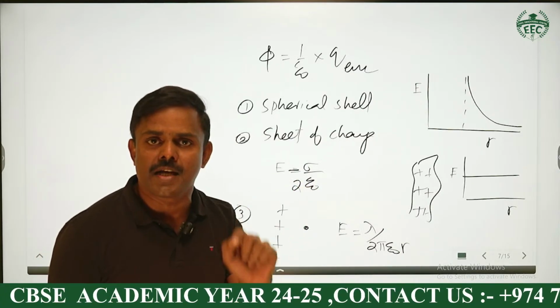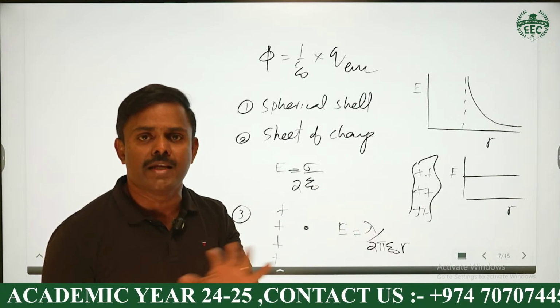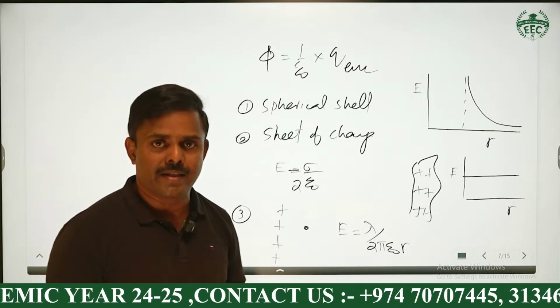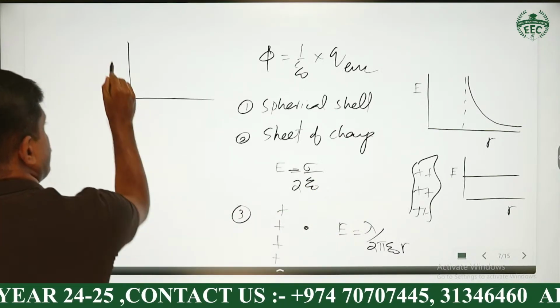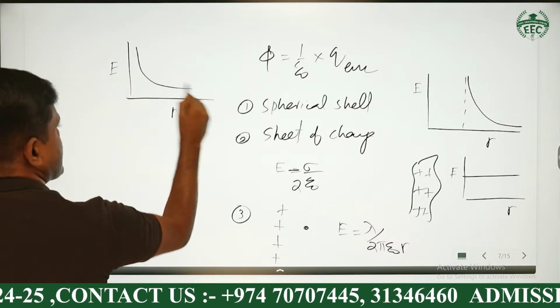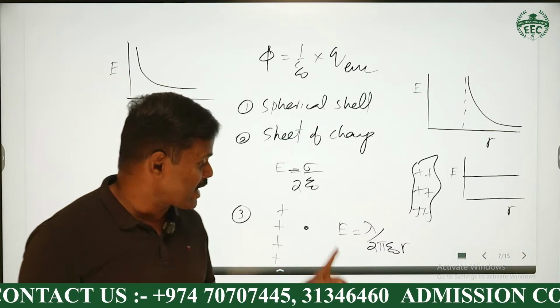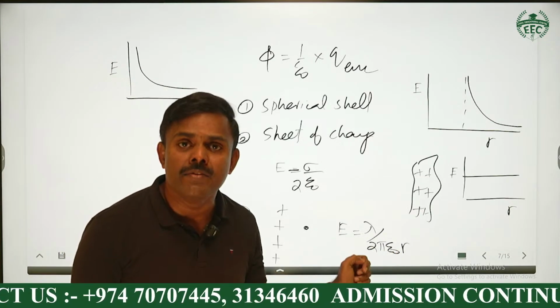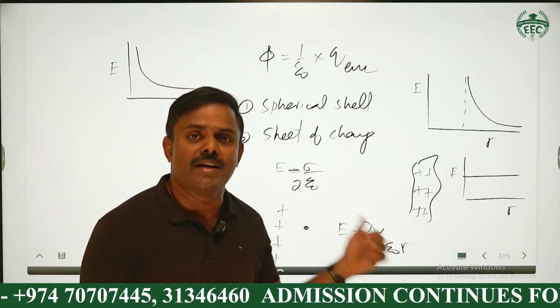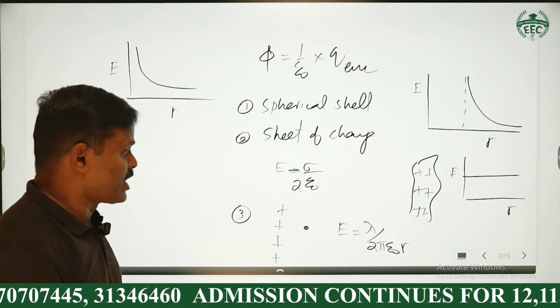Linear charge density. Lambda is called linear charge density, charge per length. And the graph is what? If you draw E against R graph, this is how the graph will look like, because electric field and distance are inversely proportional.